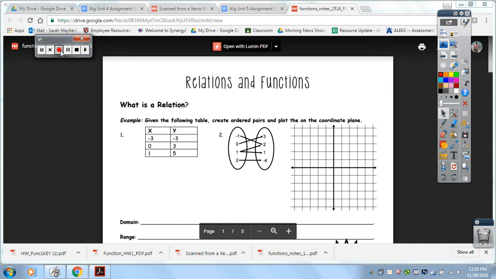So I need everybody to make sure they have 2 highlighters on their desk, and I need you to open up your table of contents. So pause the video, make sure everybody gets their highlighters and gets open to the table of contents.